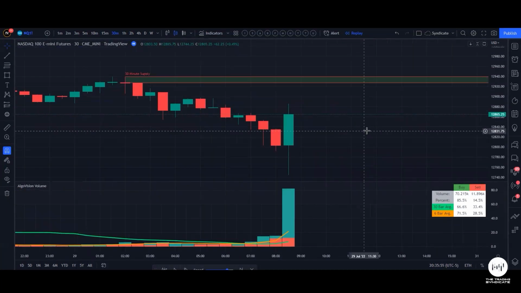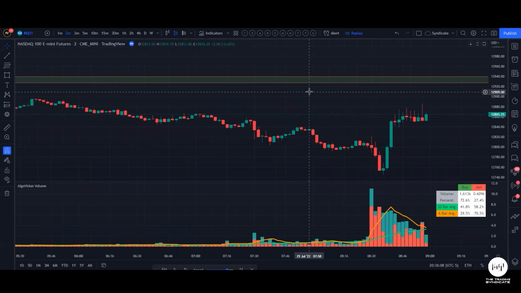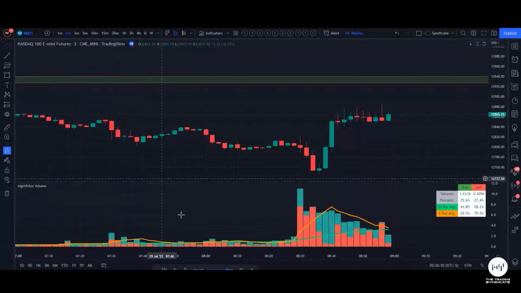Okay, let's look at one more example here with this 30-minute supply zone. This setup has a pretty interesting example of volume analysis going into a supply zone. We scale down to the 2-minute charts and take a look at how we're moving into this zone. Let's play this out.